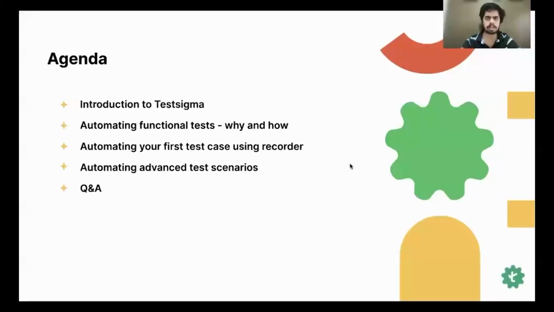Let's start with a quick look at today's agenda. We will start with an introduction to Testsigma, and then we'll talk about why and how you should be automating functional tests. Then we'll take a quick look at the need and the essence of low-code test automation for automating your functional tests, and we will talk about how to automate a simple functional test using Testsigma's low-code test automation capabilities. And then we'll extend that to understand how you can automate complex functional test scenarios using Testsigma's capabilities. And finally, we'll wrap up today's session with a Q&A. That is the agenda for today.